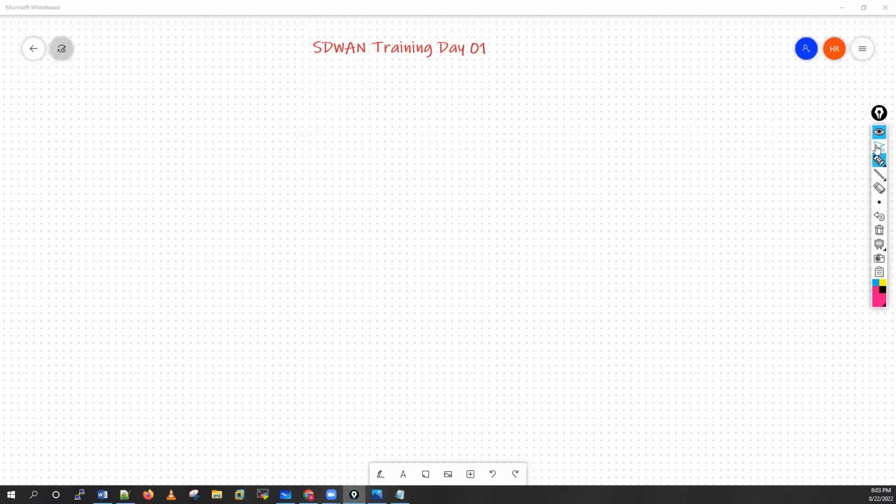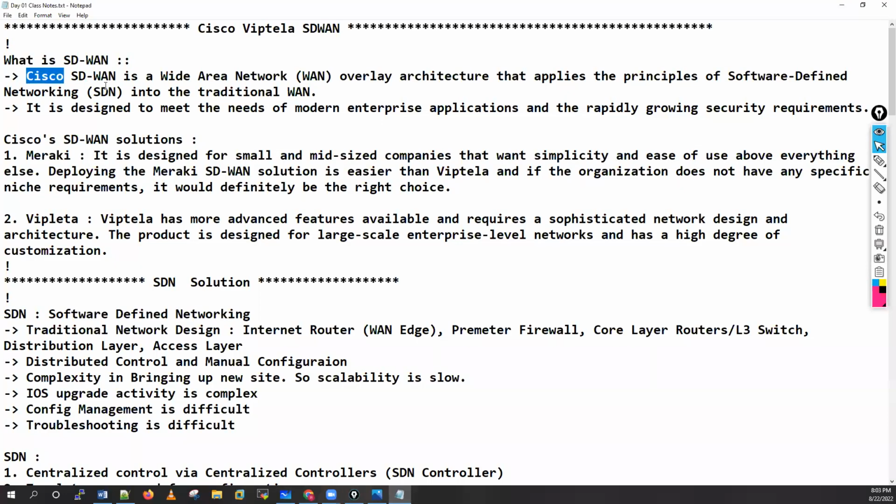Okay, so let me go through the actual definition of this SD-WAN solution, what it is. Cisco SD-WAN is a wide area network or WAN technology, an overlay architecture that applies the principles of software defined networking, which is SDN. So SD-WAN is one of the SDN solutions basically. It is designed to meet the needs of modern enterprise applications and rapidly growing security requirements.